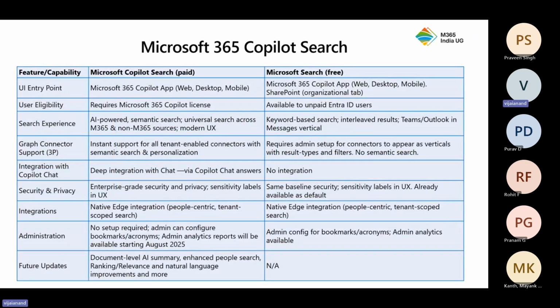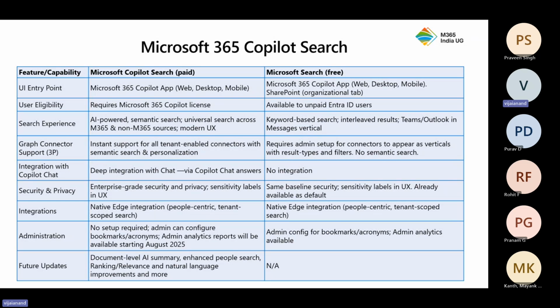And when we talk about the difference between the Copilot search and the Microsoft search, right? When it comes to the Copilot search, it is a paid version, whereas the Microsoft search is a free one. So when you want to use the Copilot search, regarding the licensing, we need the Copilot license, whereas for Microsoft search, you don't need any specific license.